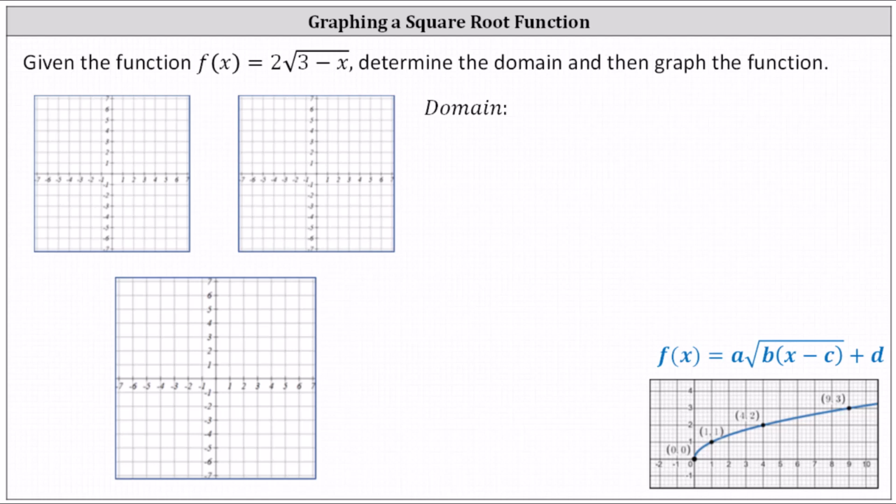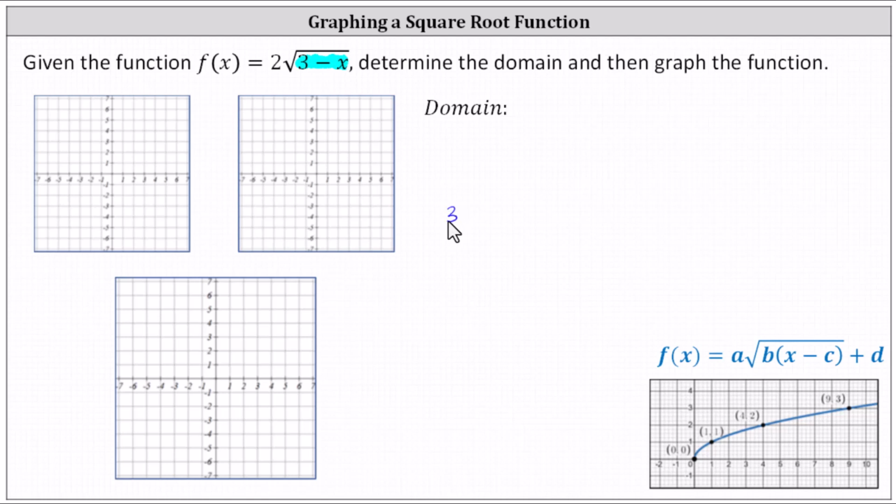Given the function f of x equals 2 times the square root of the quantity 3 minus x, determine the domain and then graph the function. Recall the domain is the set of all possible inputs or x values. In this case, because we have a square root function, in order for the function values to be real, the radicand must be non-negative, indicating 3 minus x must be greater than or equal to 0. Solving this inequality will give us the domain.